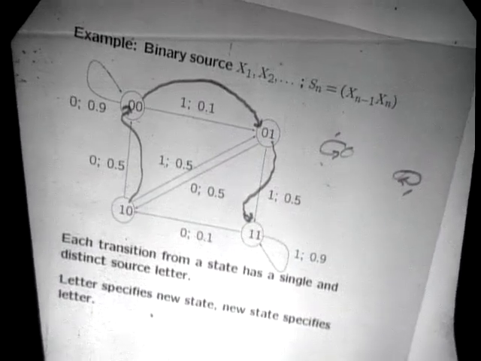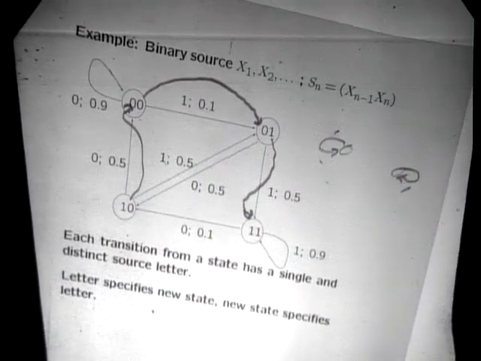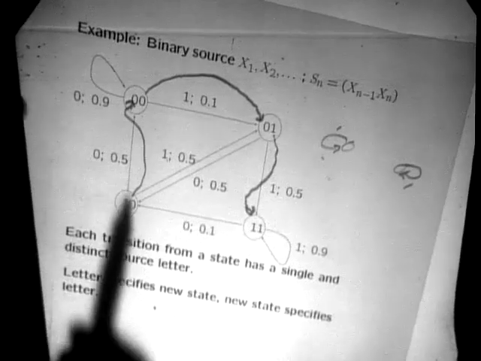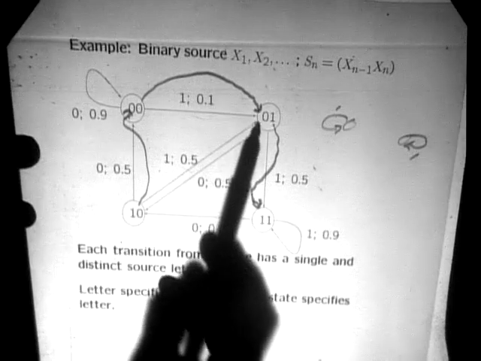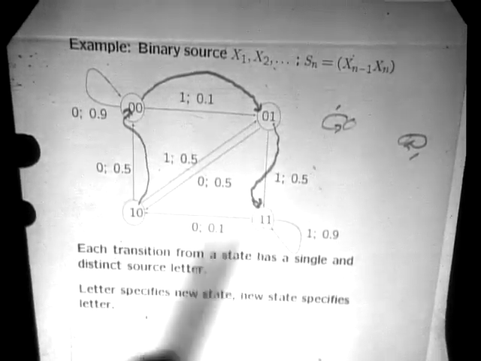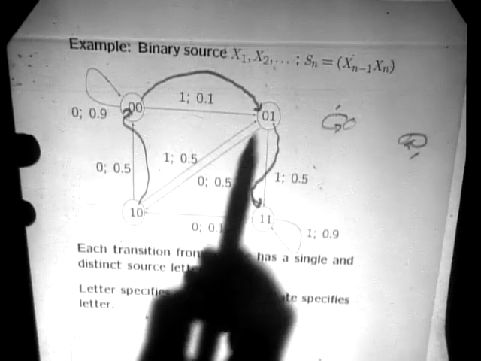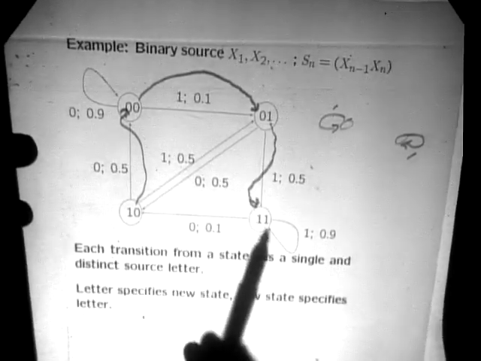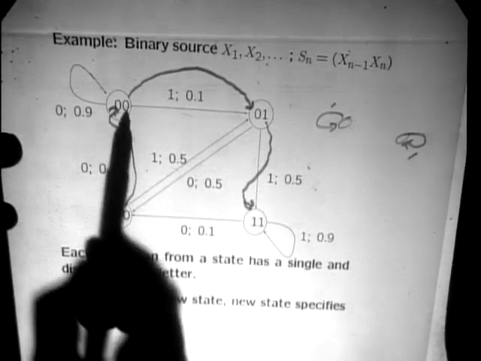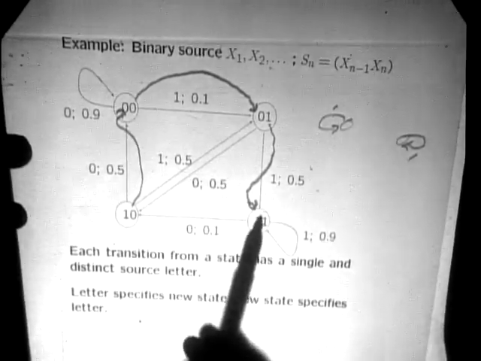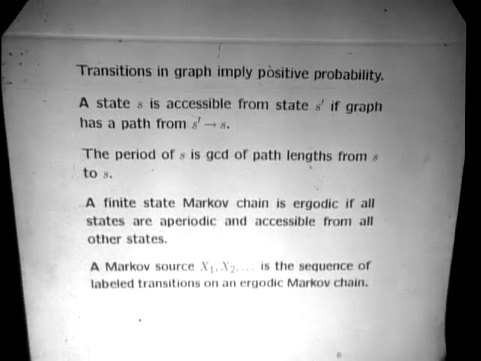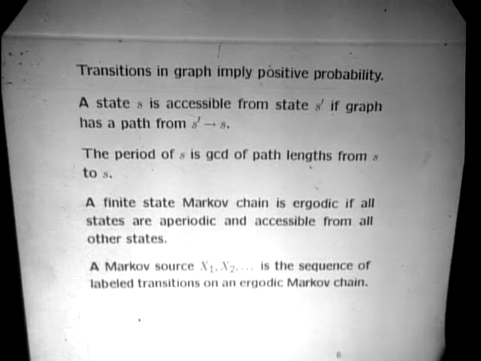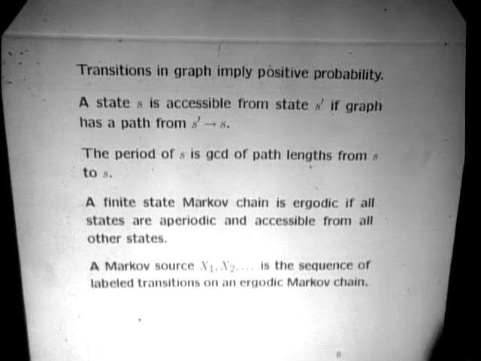Now, there's another thing here, which is periodicity. In some chains, you can go from this state to this state in one step, well, 2 steps, or you can go there in 1, 2, 3, 4 steps, or you can go there in 1, 2, 3 steps, and so forth, which says, in terms of this, the period of S is the greatest common divisor of path lengths from S back to S again.